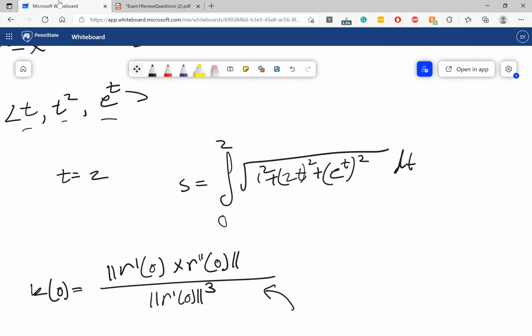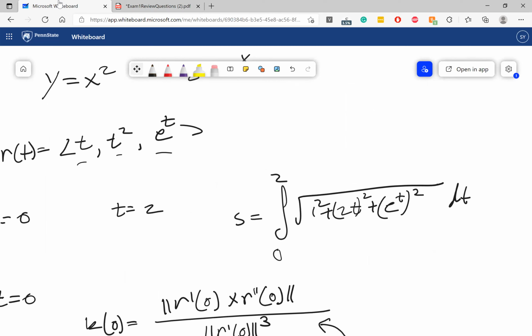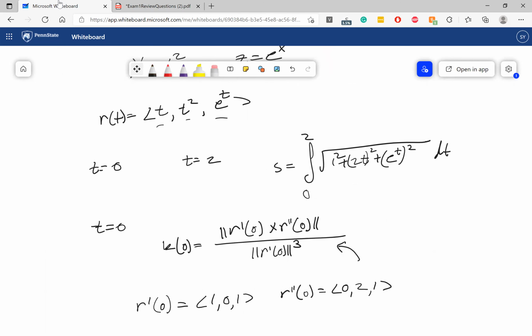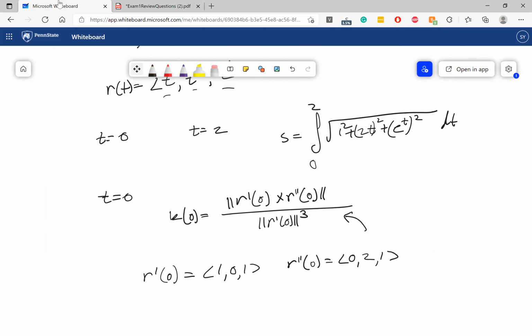The arc length has the magnitude, yeah. That's why you have the square root and the squares. Is that the question? So, any other questions?